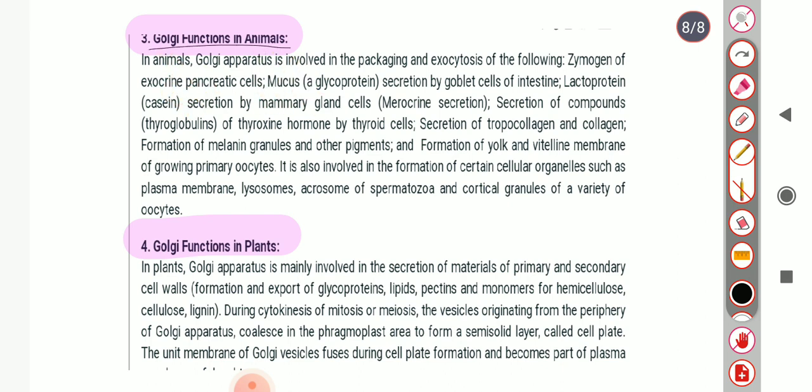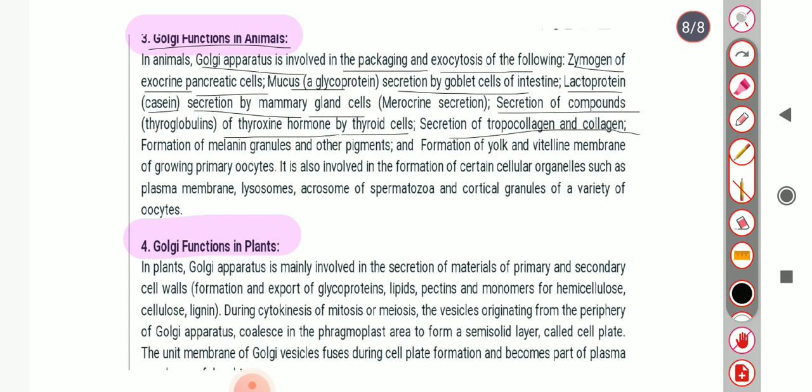Golgi bodies function in animals. In animals, the Golgi apparatus is involved in packaging and exocytosis of the following. First of all, zymogens of exocrine pancreatic cells, mucus or glycoprotein secretion of goblet cells in the intestine, lactoprotein secretion of mammary glands, secretion of compounds called thyroglobulins, thyroxine hormone by thyroid cells, and secretion of tropocollagen and collagen.